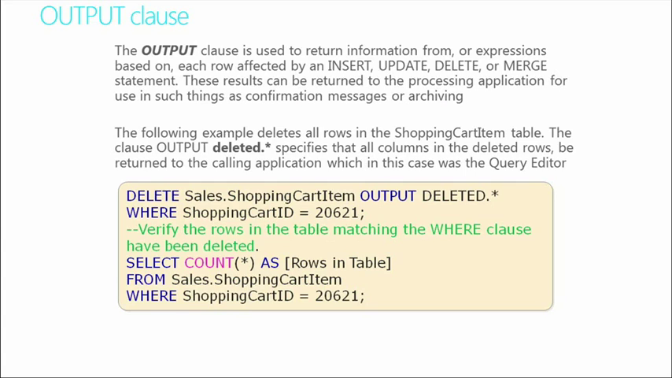All right, good information. The last piece we want to look at is the output clause, which is used to return information from any type of expression whenever we're performing an insert, update, or delete. Here's an example of how we would create that. Notice in here we have delete sales.shopping cart item output deleted.*. That specifies that all columns in the deleted rows are going to be returned to the application that called that delete. In this case, it might be just the query editor that's calling that delete. We'll verify that the rows matched by the where clause have been deleted. So we delete sales.shopping cart item output deleted.* where shopping cart ID equals 20621, and then we'll verify that that item was deleted.